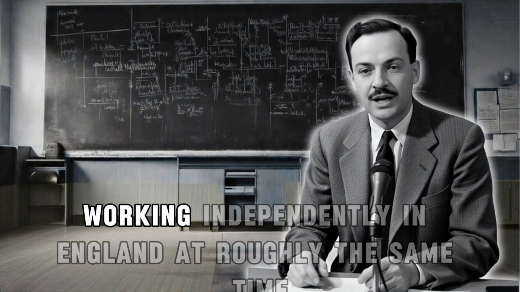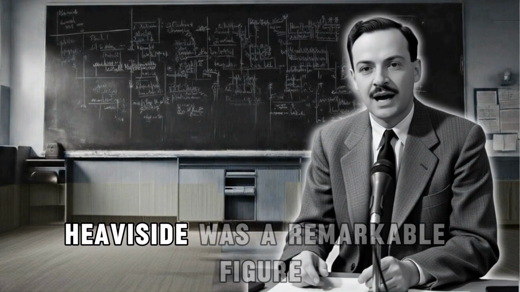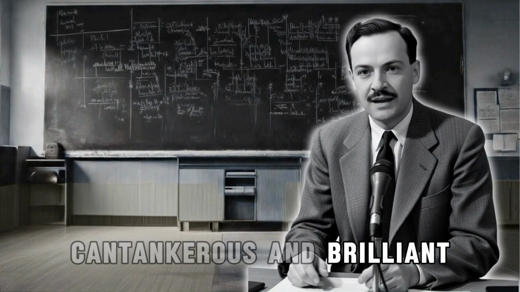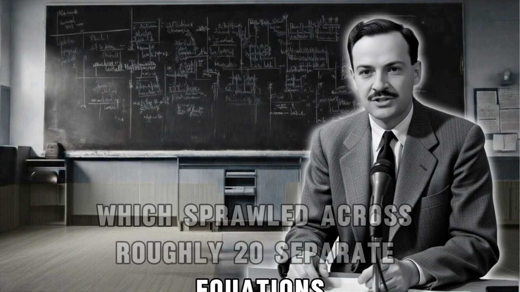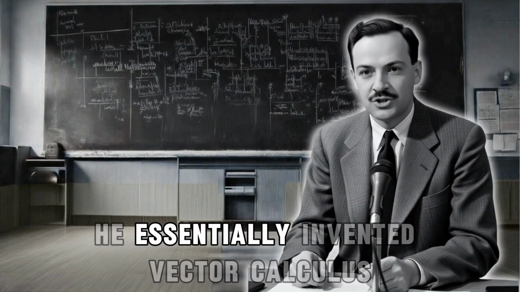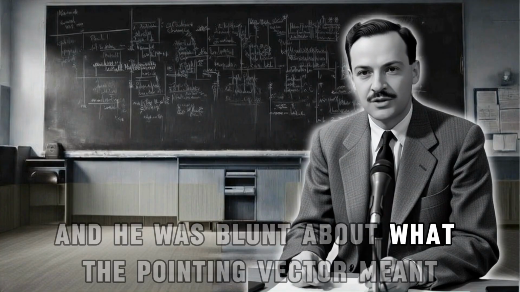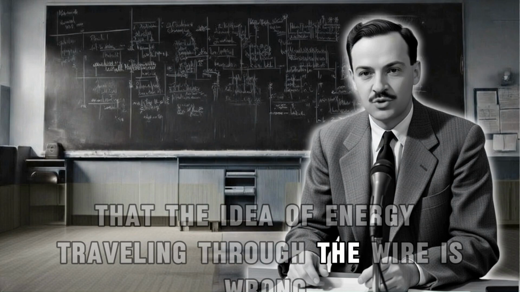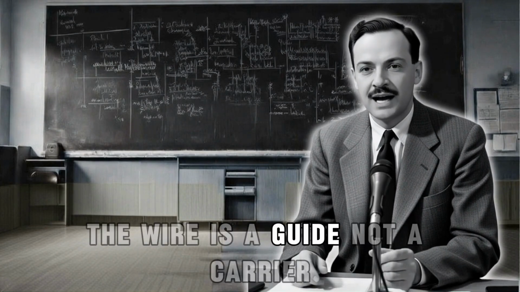Oliver Heaviside, working independently in England at roughly the same time, reached the identical conclusion. Heaviside was a remarkable figure, self-taught, reclusive, cantankerous, and brilliant. He took Maxwell's original formulation, which sprawled across roughly 20 separate equations, and compressed it into the 4 clean vector equations we use today. He essentially invented vector calculus as a practical tool for physics, and he was blunt about what the Poynting vector meant. Heaviside said flatly that the idea of energy traveling through the wire is wrong. The energy travels in the electromagnetic field. The wire is a guide, not a carrier.